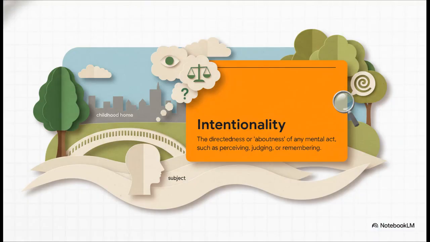This essential directedness has a technical name, intentionality. Think of it as the aboutness of your mental life. Your perception is about the tree. Your memory is about your first car. Your judgment is about a political issue. For Husserl, this isn't just some feature of consciousness, it is consciousness. It's the unbreakable bridge that links what we call the subject and the object from the very start.